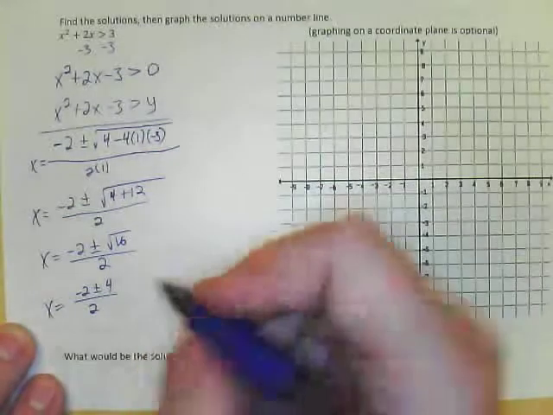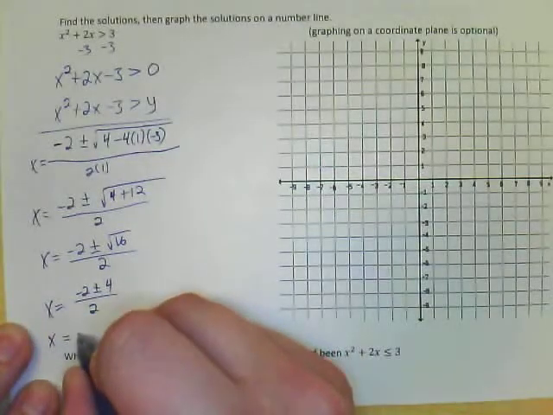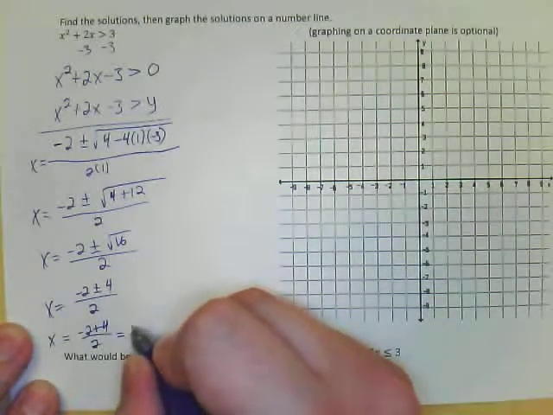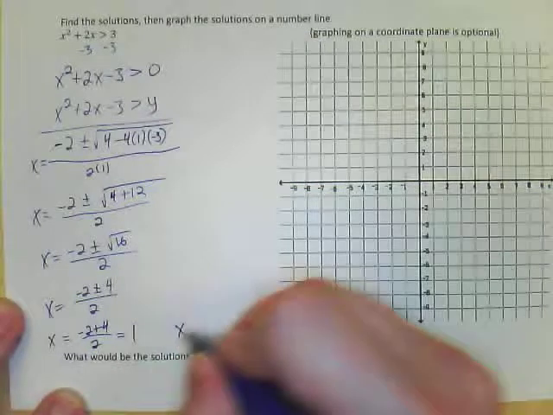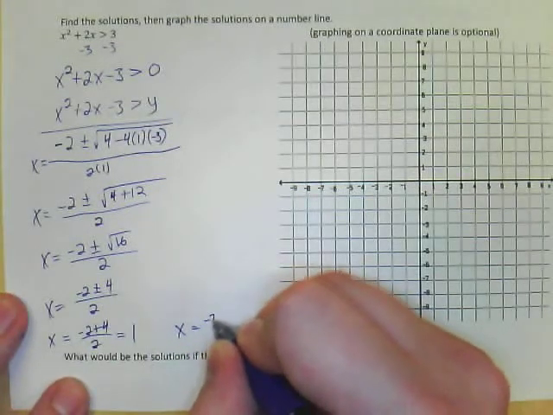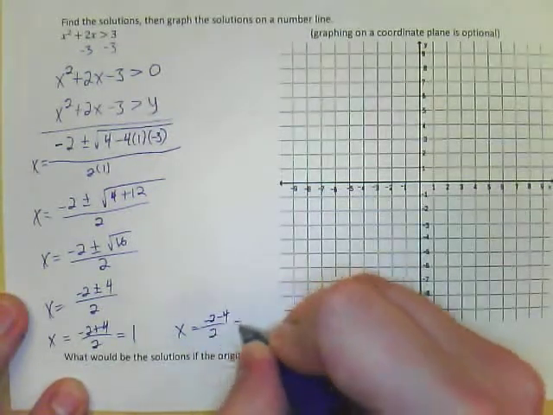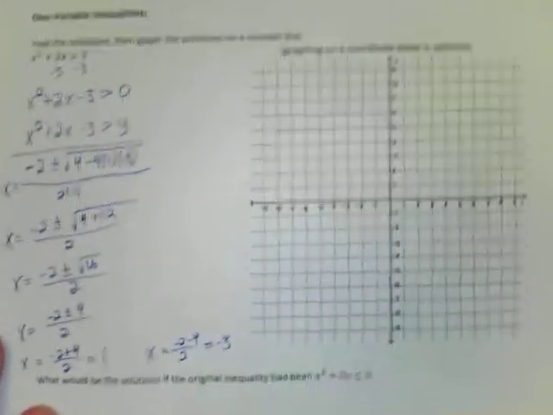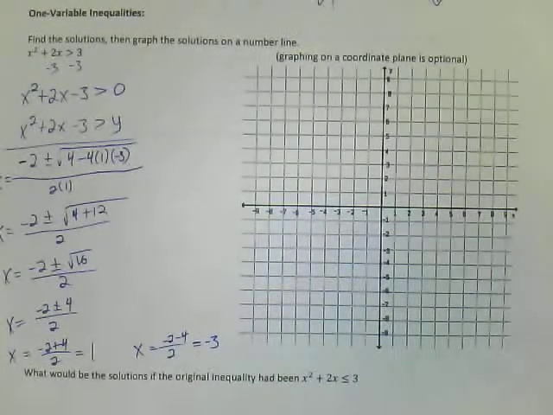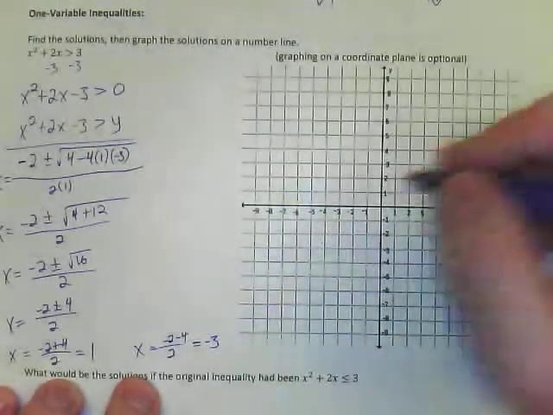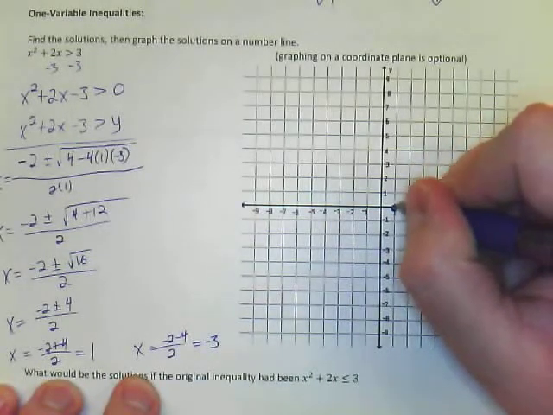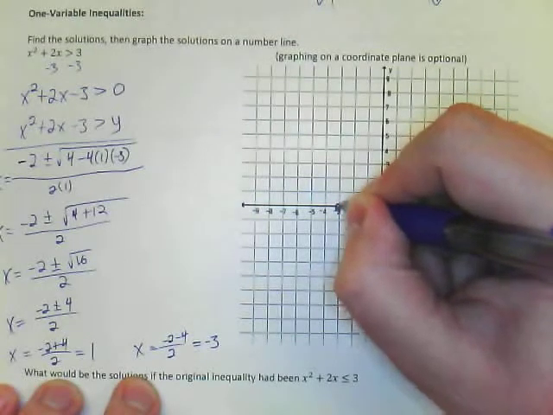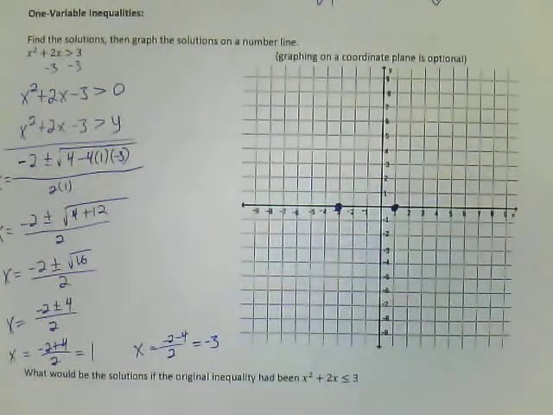So then we get one of the x values: x is equal to, let's see, negative 2 plus 4 over 2, which is 2 over 2, which is 1. And the other one would be x equals negative 2 minus 4 over 2, which is negative 6 over 2, which is negative 3. So again, if we're thinking of this as a quadratic, as y equals instead of an inequality, we would have an x-intercept at 1, and an x-intercept at negative 3. Now I'm not going to worry about graphing the rest of it.